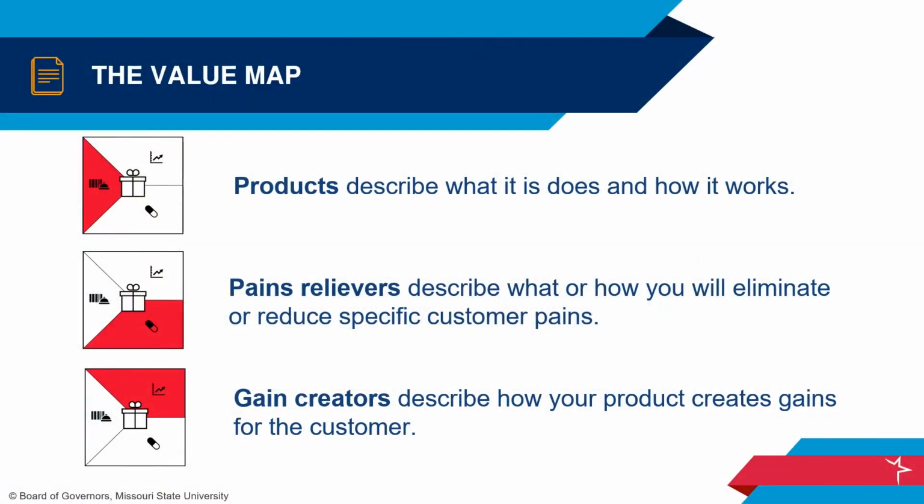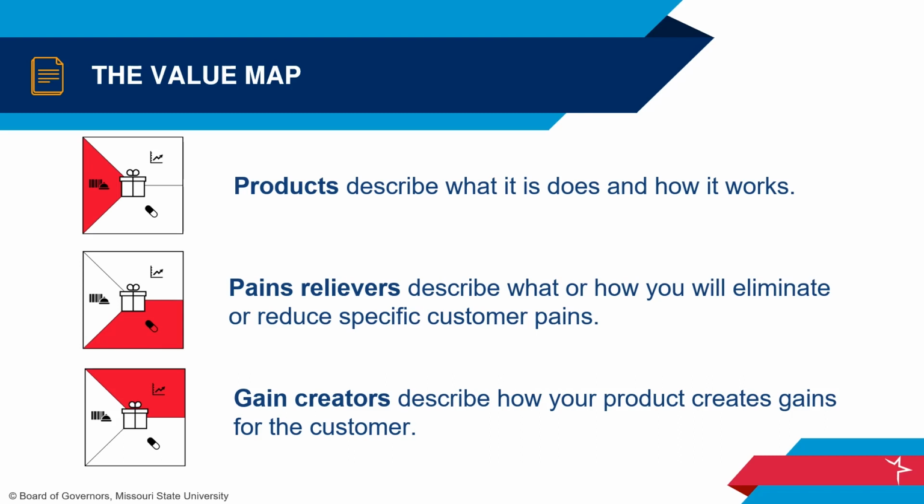Now, with an understanding of your customer segment, you can start to determine how your product or service relieves the customer pain, provides the customer a gain, helps them solve their problem, or address the need that they have. Products describe what it does and how it works. It must relate to how your product will allow the customer to complete the job or solve the problem you intended in your customer discovery. Pain relievers describe what or how you will eliminate or reduce specific customer pains and or reduce or eliminate the annoyances of trying to complete a job.